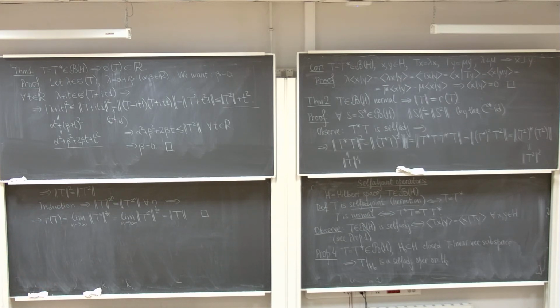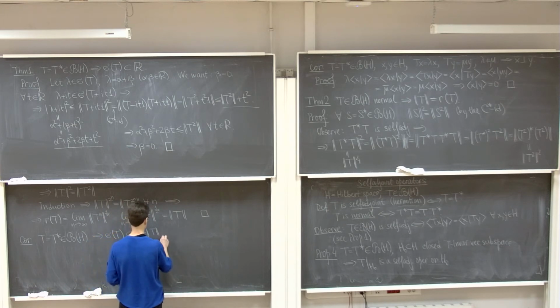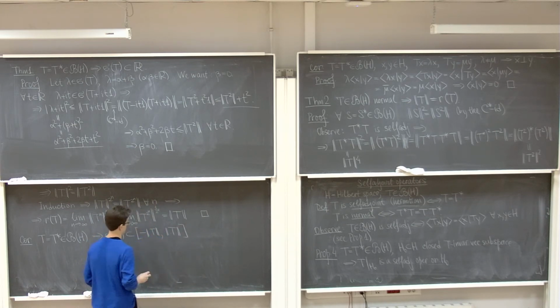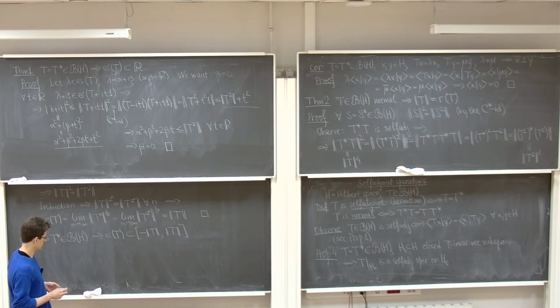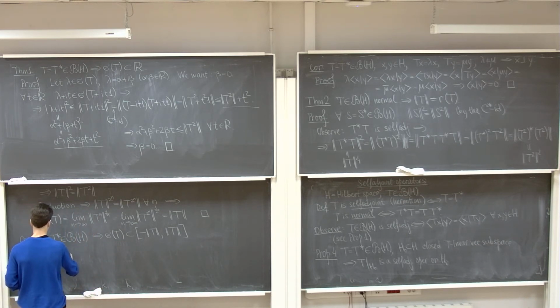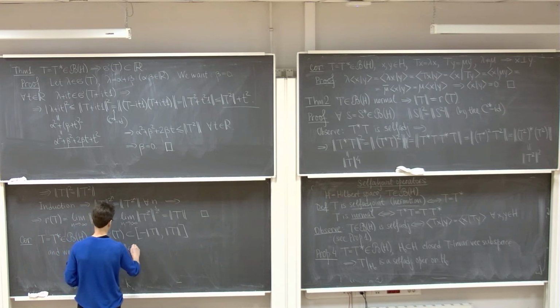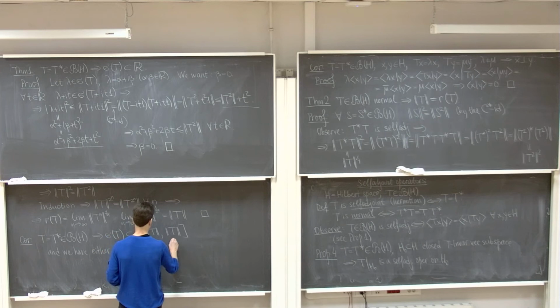Okay, so if we now combine theorem 1 and theorem 2, we get the following corollary. Suppose now that T is a self-adjoint operator on the Hilbert space. Then the spectrum of T is contained in the closed interval of the following form, from minus the norm of T to the norm of T. And moreover, at least one of the endpoints of this interval belongs to the spectrum. So either the norm of T is in the spectrum, or minus the norm of T is in the spectrum.